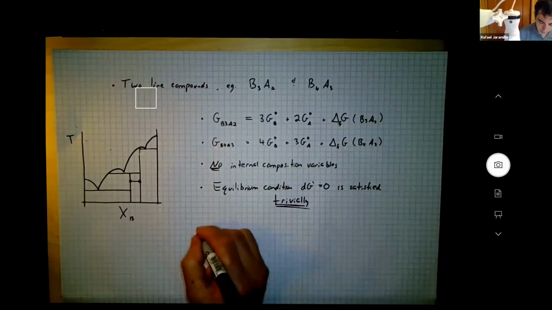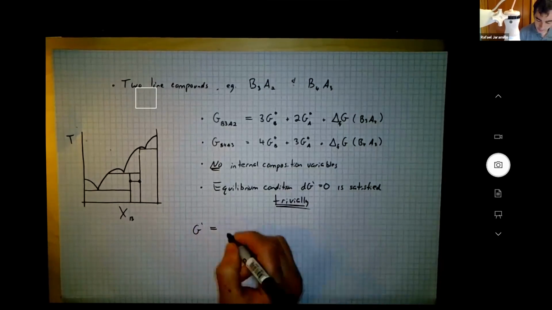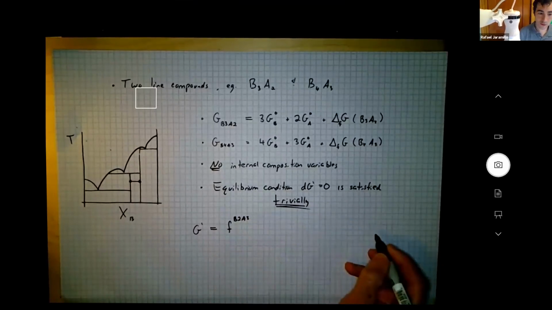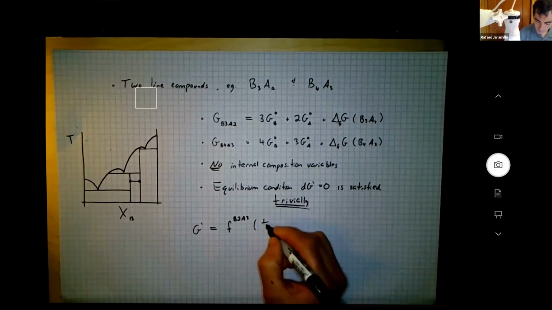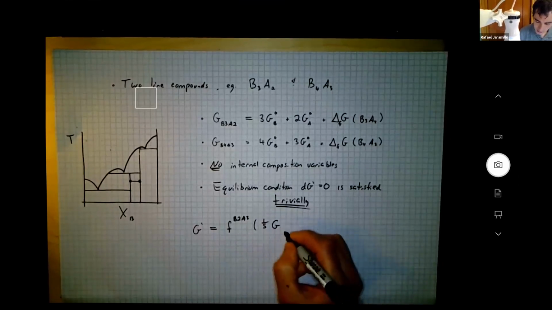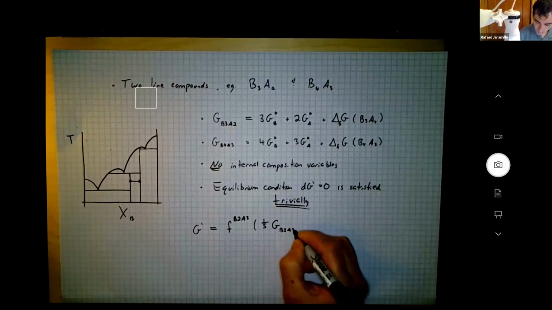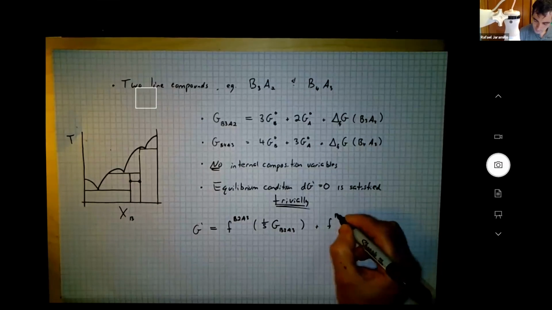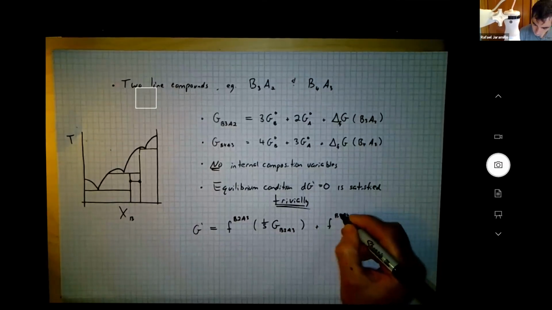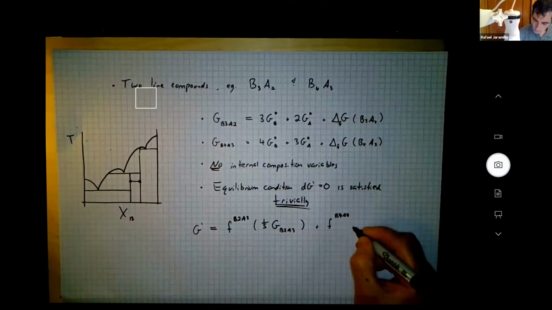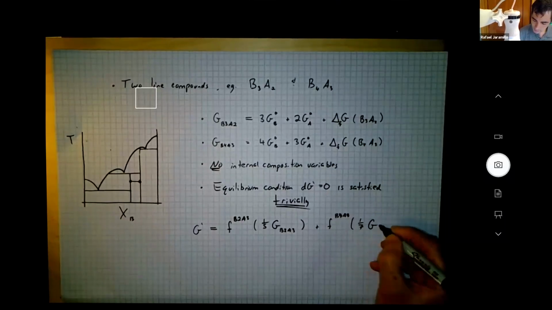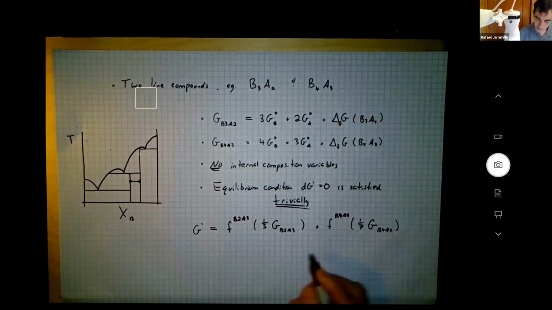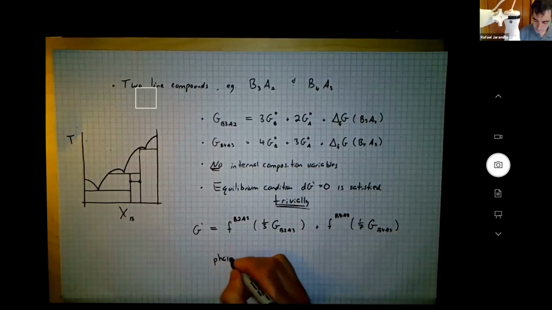I can write out the total Gibbs free energy. It's going to be determined just by the phase fractions: the phase fraction of the B3A2 phase times 1/5 of the Gibbs free energy of the B3A2 phase, plus the phase fraction of the B4A3 phase times 1/7 of the Gibbs free energy of the B4A3 phase. And these phase fractions are determined by the lever law.